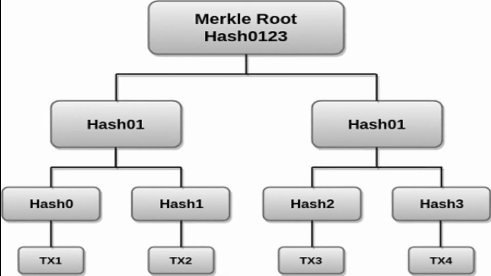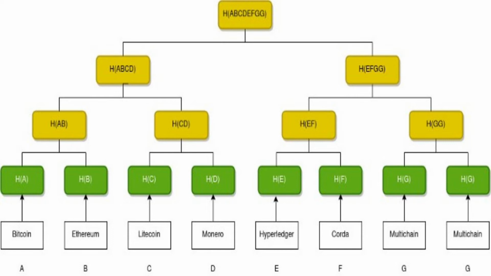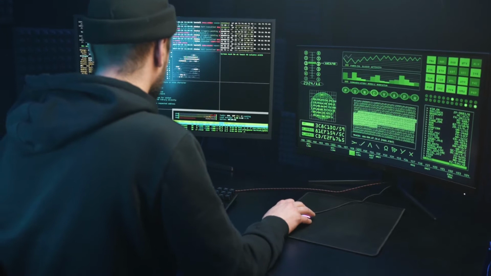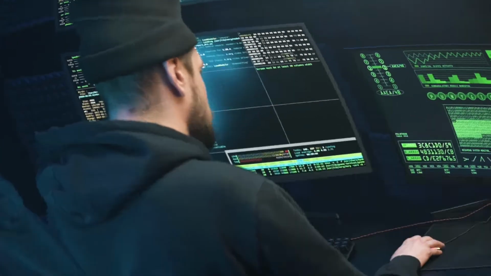Third, we have the Merkle root hash. This is a hash root of the Merkle tree. All of the transactions are pumped into a Merkle tree and then produces a Merkle root. If the original transaction were modified, changed or removed, then it would result in a different Merkle root.